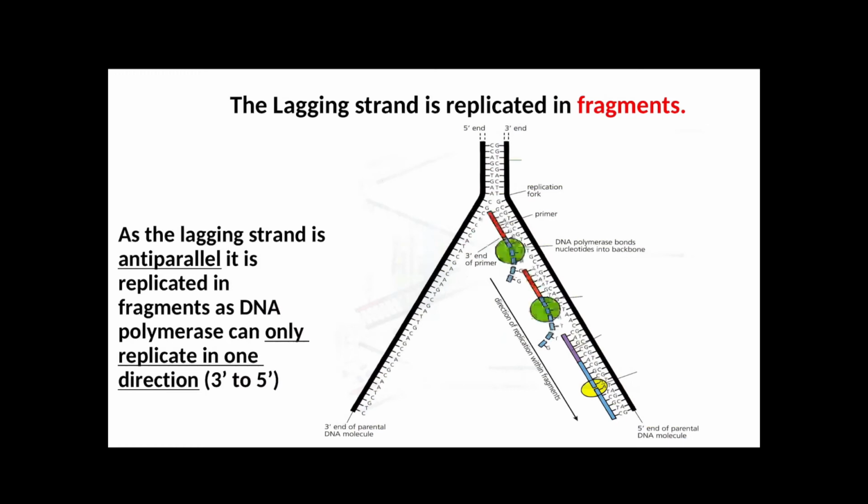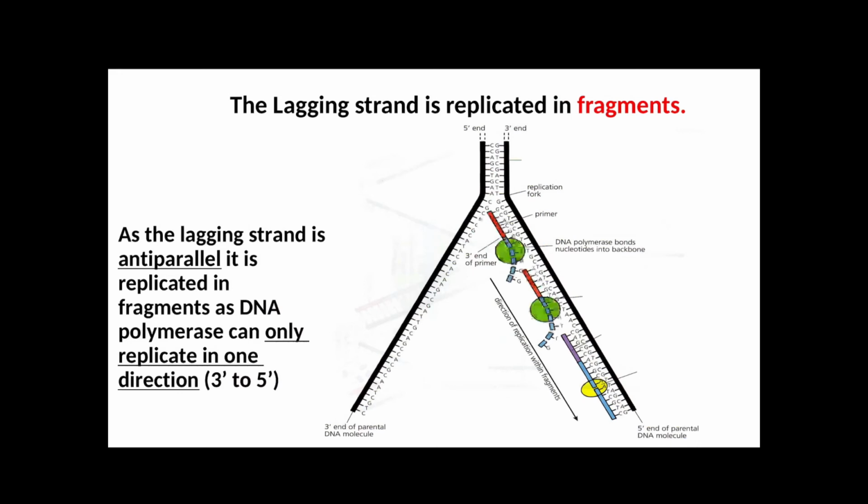Then, you guessed it, the third section has opened up. There's a new 3' end again. So again, a red primer attaches to the newly exposed 3' end, and DNA polymerase can now replicate by adding and joining DNA nucleotides together and adding them to the 3' end of the new DNA strand. So now we've got 3 different fragments.